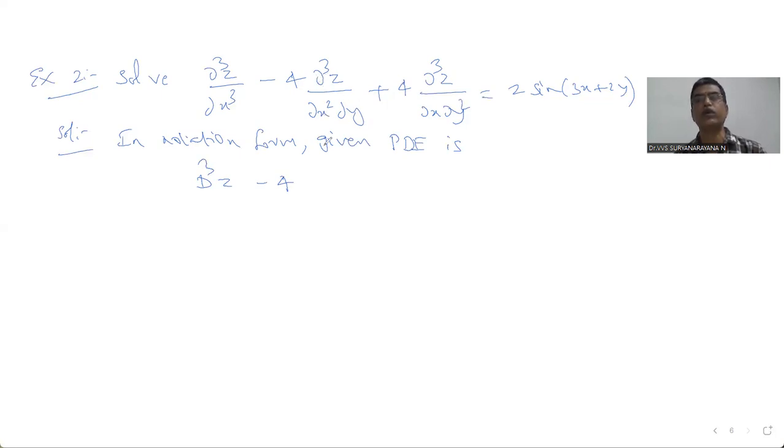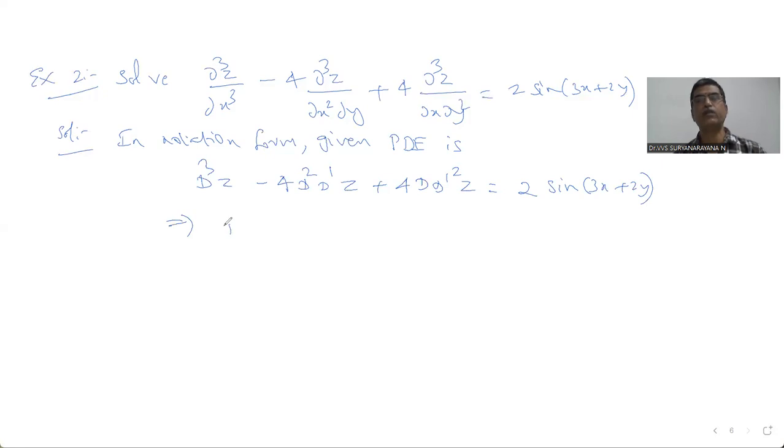Means capital D square into D dash. So D square into D dash object plus 4 times ∂³z/∂x∂y², one derivative with respect to x, two derivatives with respect to y. So D into D dash square object equal to 2 times sine of 3x plus 2y.